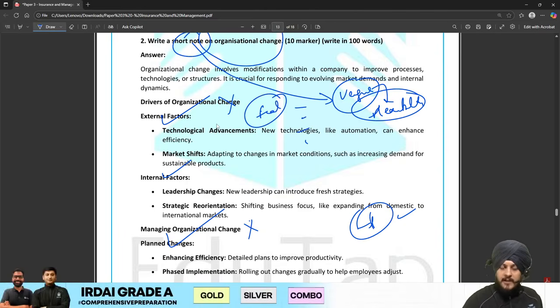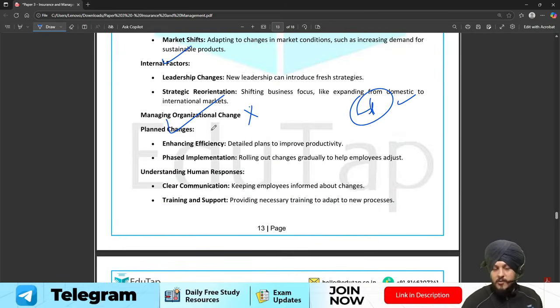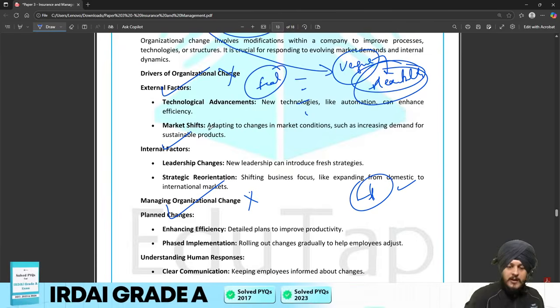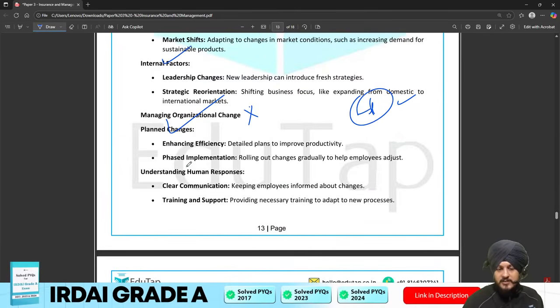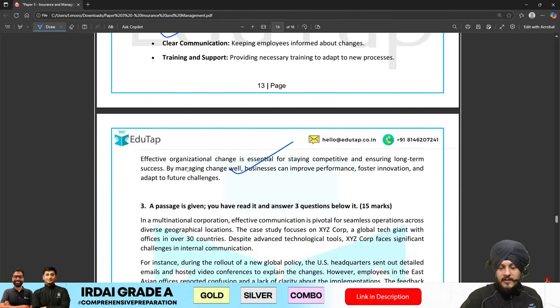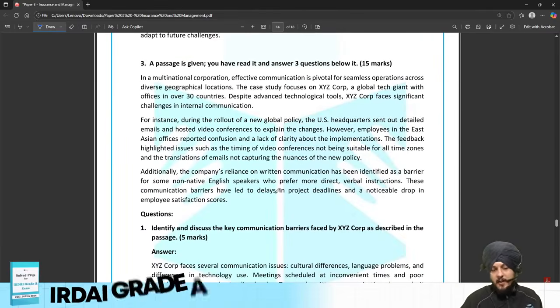In such types of questions you have too much flexibility, and based on that you can write an organized, well structured answer. Firstly you can talk about drivers, then about managing organizational change, that is, planning changes, then understanding human responses, and then you can write a brief conclusion. So again, these two questions we have discussed were very easy because they were directly from the syllabus. Then after that we have this comprehension passage.